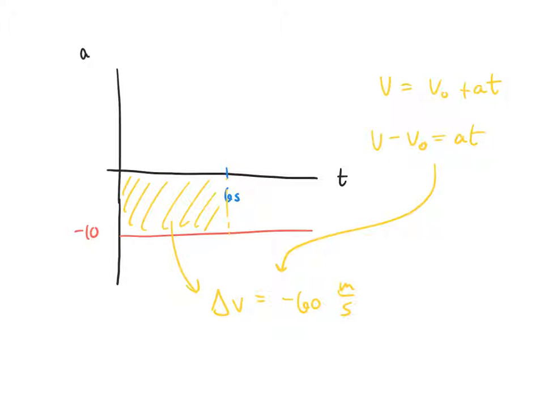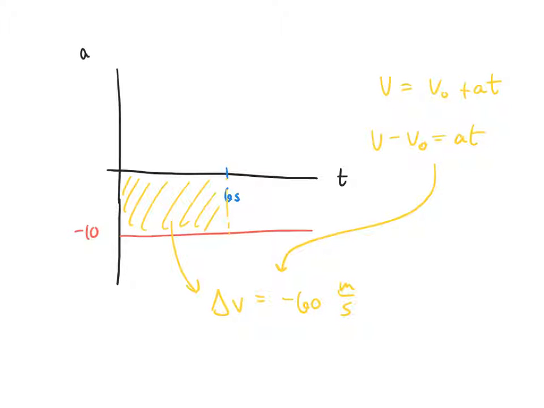If it's not clear to you, delta V, the change in velocity that we gain from this acceleration, is the area under the curve, right? So that's the change in velocity. But delta V is V minus V0, which equals AT. And AT is really A, the height of the rectangle, times T, the width of the rectangle. This is -10 times 6, yielding -60.